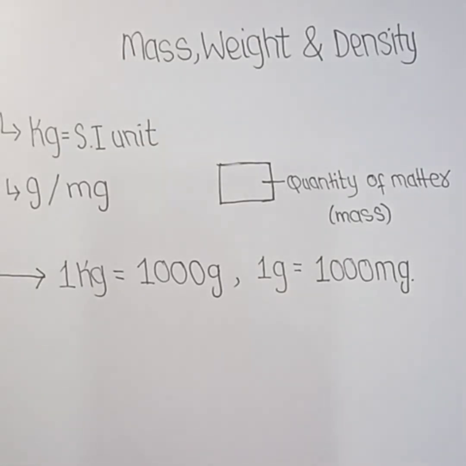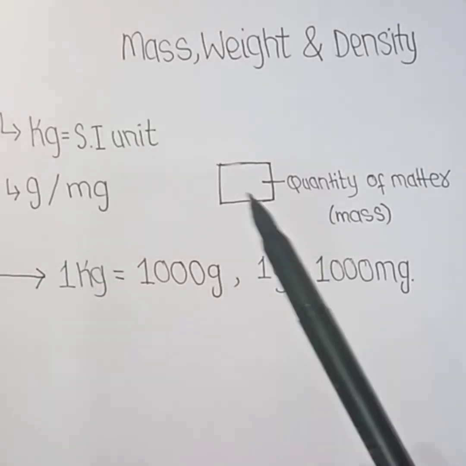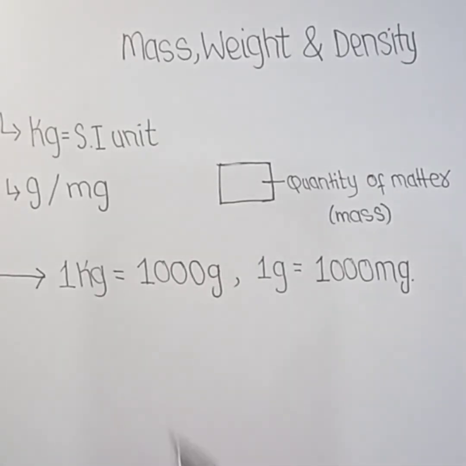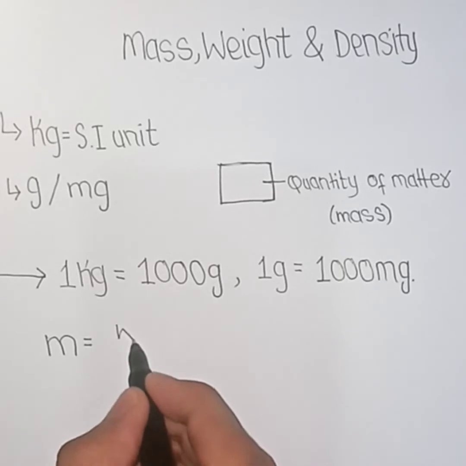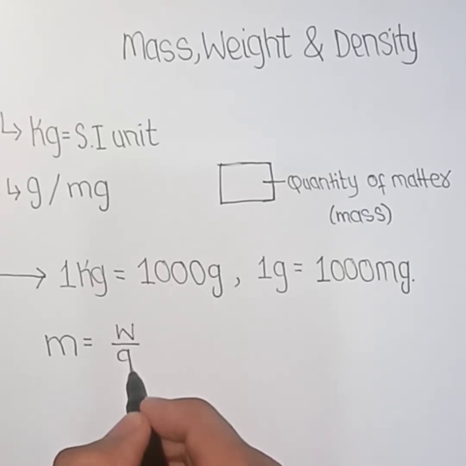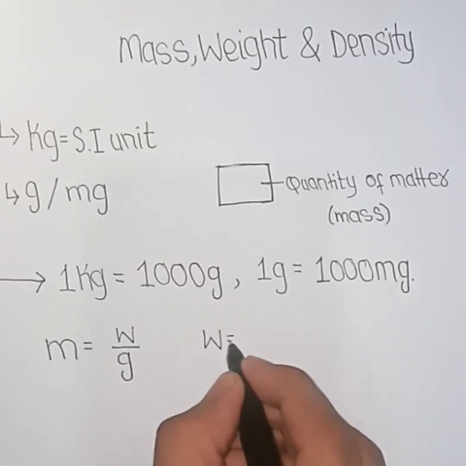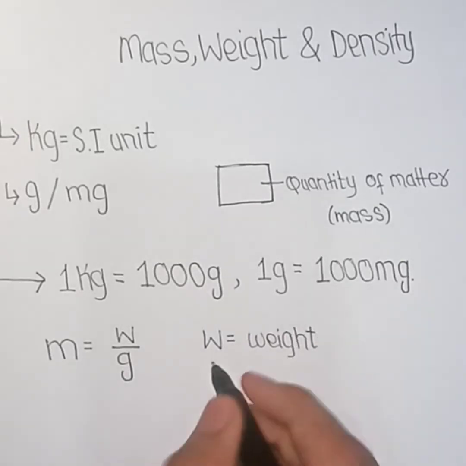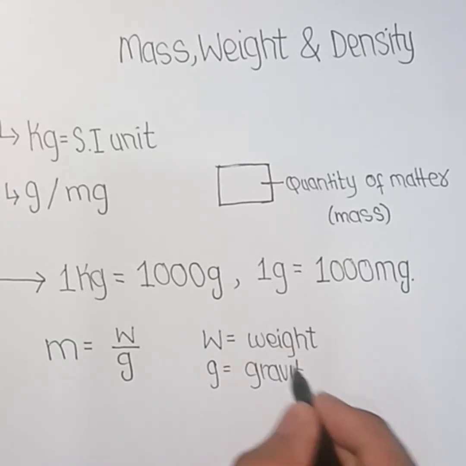Okay, now what is essential? We need mass. The quantity of matter is known as the mass. What is the formula for finding out the mass? Obviously, the formula will be mass is equal to weight divided by gravity, that is, weight divided by gravitational field strength.